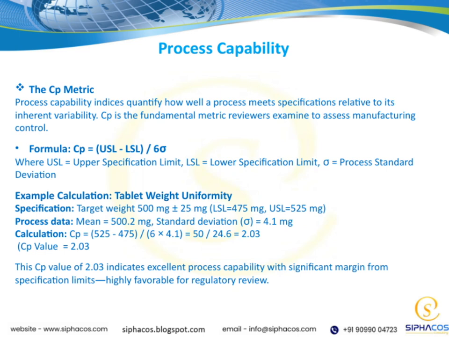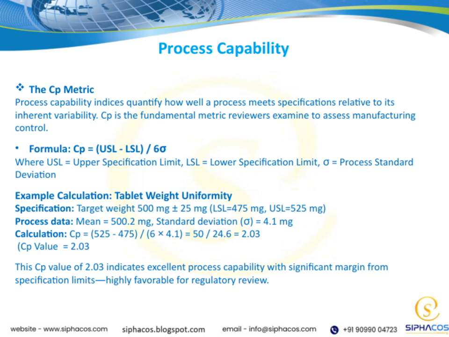Suppose the target weight is 500 milligrams, with an allowable variation of plus or minus 25 milligrams. So the LSL is 475 mg, and the USL is 525 mg. If we have process data showing a mean weight of 500.2 mg and a standard deviation of 4.1 mg, we can plug these into the formula.